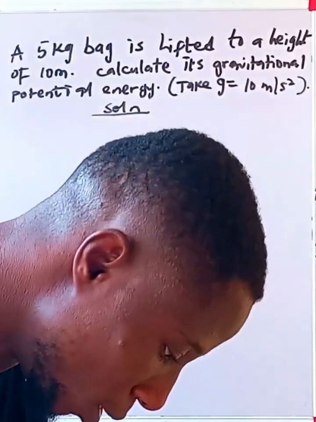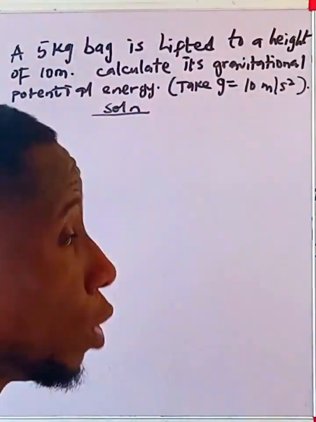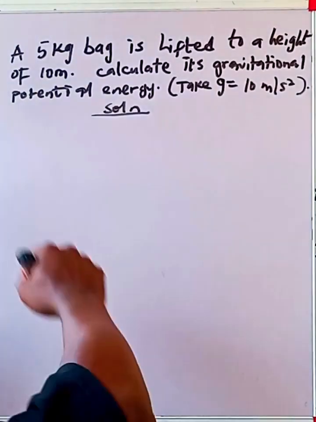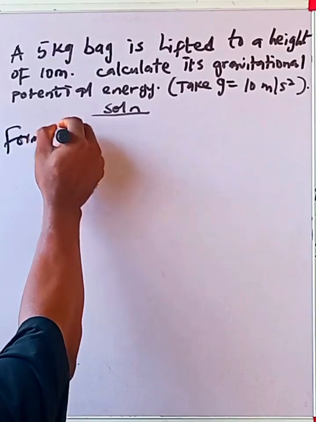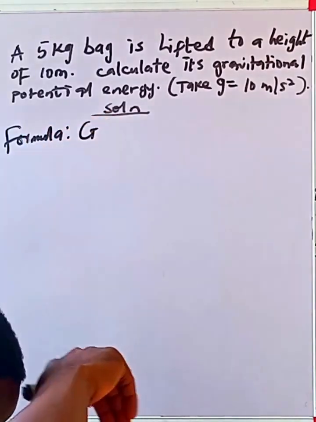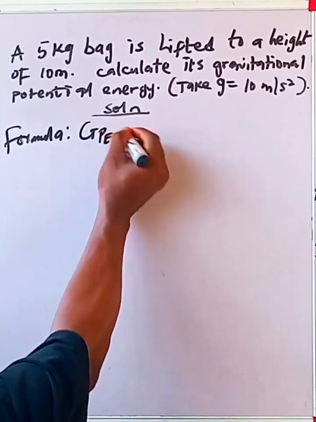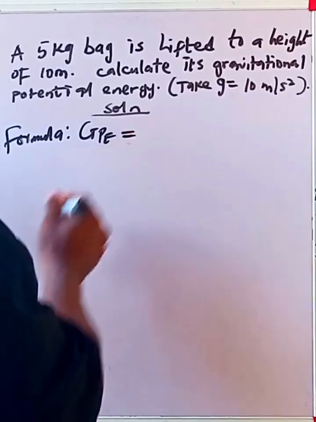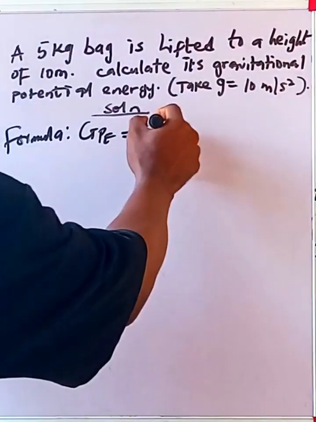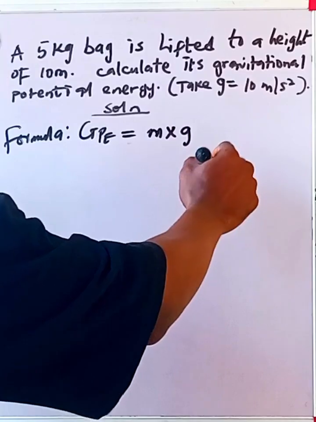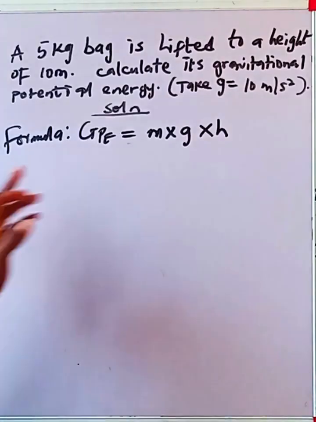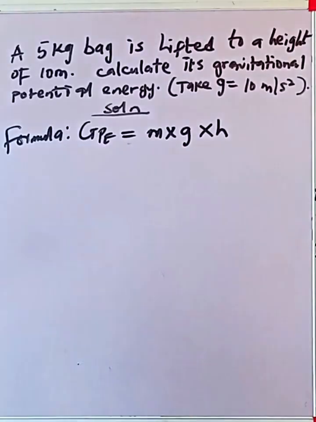So now if we are solving this question, first of all, what you need to do is to bring out the formula, right? So if we bring out the formula of this equation, our formula will be GPE, gravitational potential energy, is equals to M times G times H. All right, so this is the formula for potential energy.